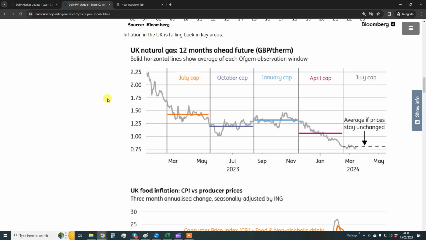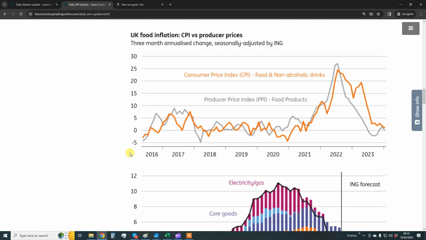And I'm just showing you a few charts in relation to inflation. UK natural gas prices, if we look at them since last year, they've come down significantly. They're a significant portion of inflation. Okay, now in terms of another big problem in the UK, it's been UK food inflation. You've got the CPI, basically in orange. This chart's from ING. It's moving nicely to the downside. And on the other side, producer price index, which will feed into CPI, is also moving nicely lower.